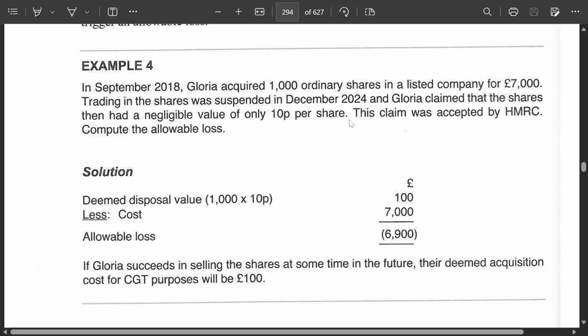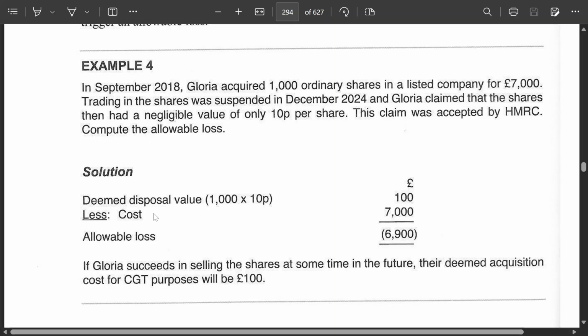So now she bought it for £7. And now it is 700 pence, and now it is 10 pence per share. So the claim is accepted by HMRC. Now what is the then? We assume that it was sold and reacquired at that price. So, when you sell something at 10p per share, what is the disposal value? 1,000 shares at 10p is £100, the gross disposal proceeds.